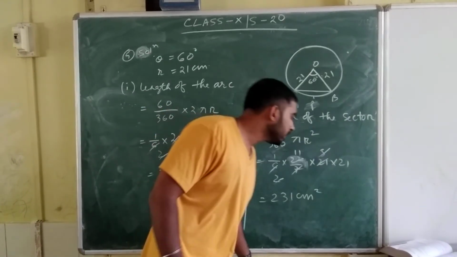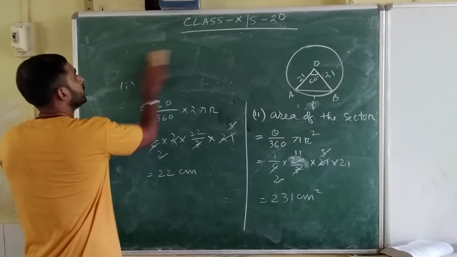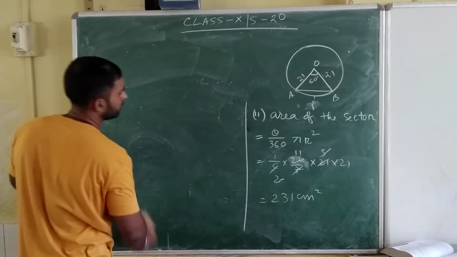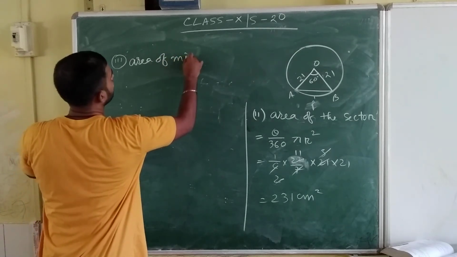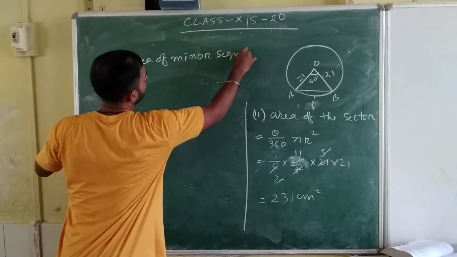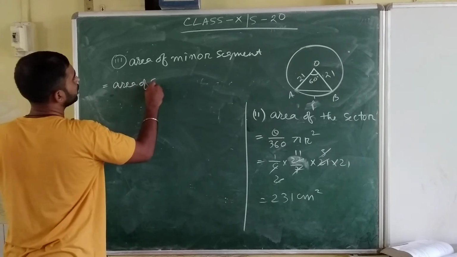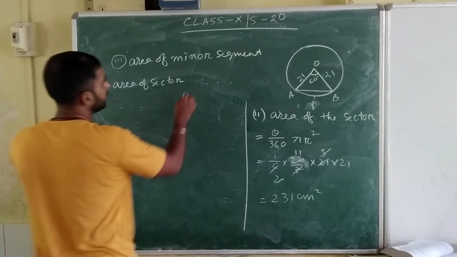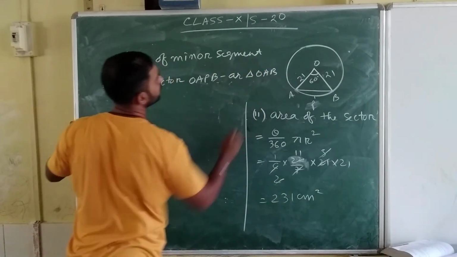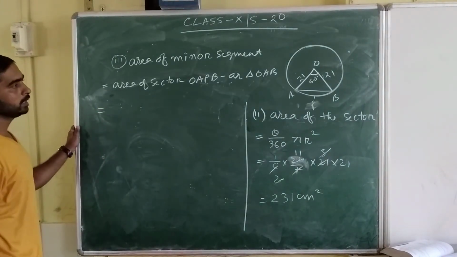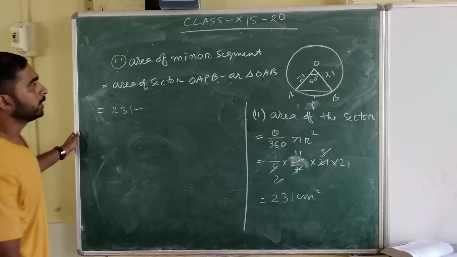Yes. Now the third part is area of the segment. The corresponding segment is this portion. So area of the minor segment equals area of sector OAPB minus area of triangle OAB. The sector area we already found is 231. Then area of triangle OAB.